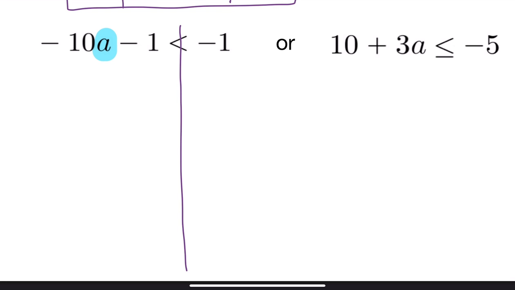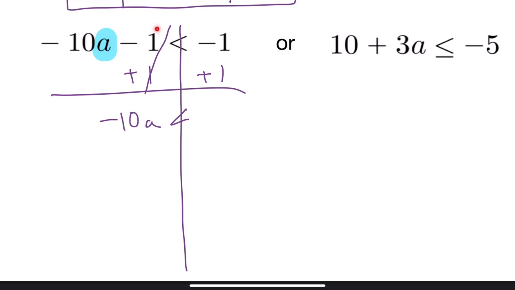So I want to get rid of that 1 because it's being subtracted. So plus 1, plus 1. Okay, these 2 will give me a 0. So I'm left with negative 10a is less than negative 1 plus 1. Well, that's the same thing as we did over here. So that's also going to give us a 0.